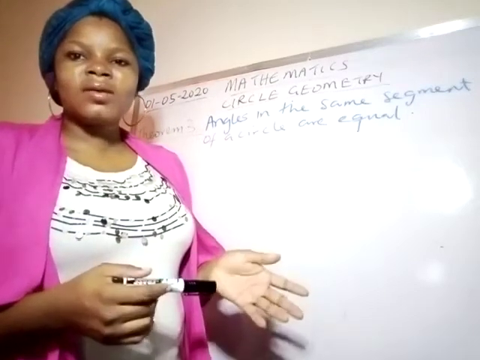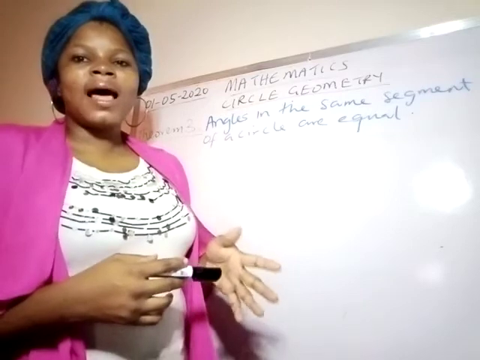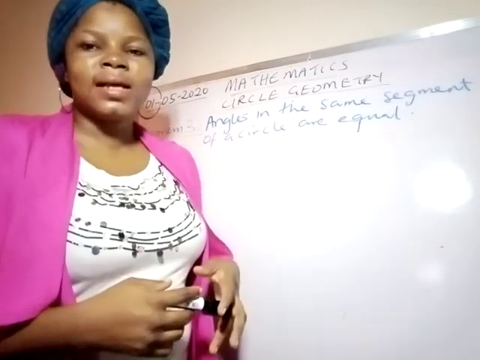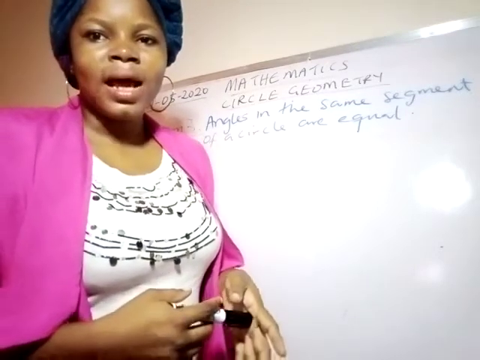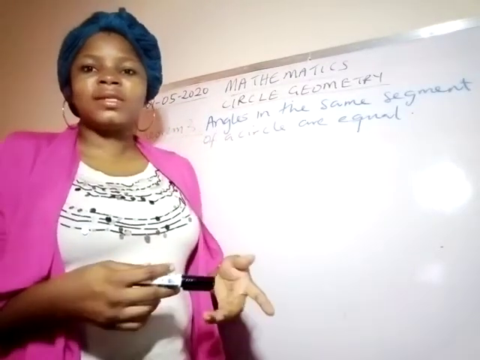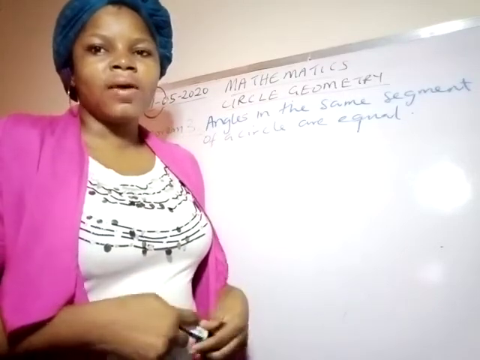Last class, we discussed the second theorem, which states that the angle that an arc of a circle subtends at the center of a circle is twice that which is subtended at the circumference of a circle. That is, angle at the center is twice angle at the circumference.